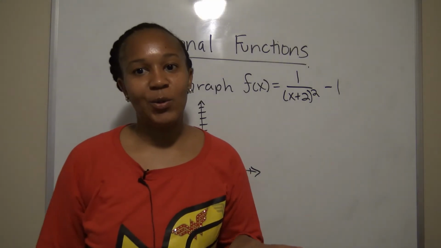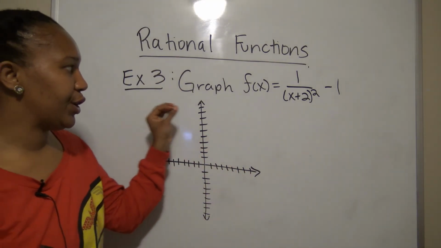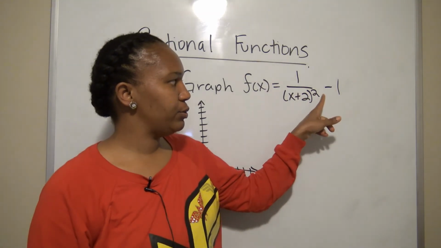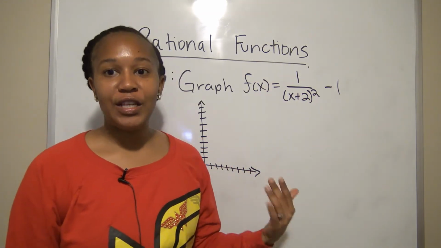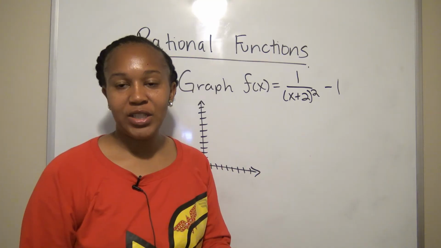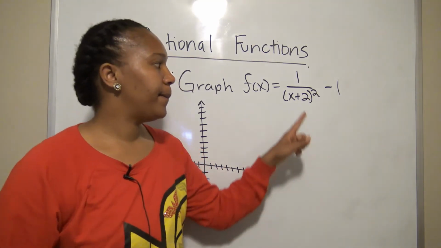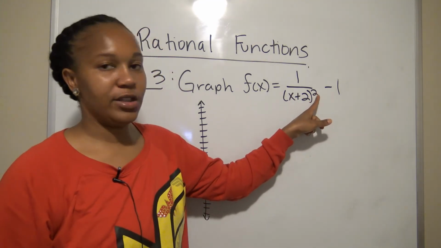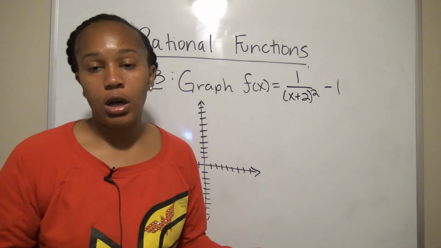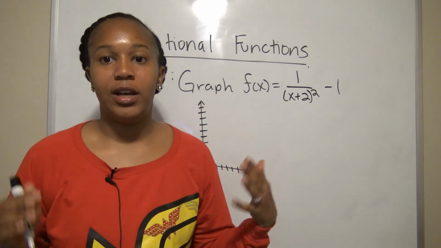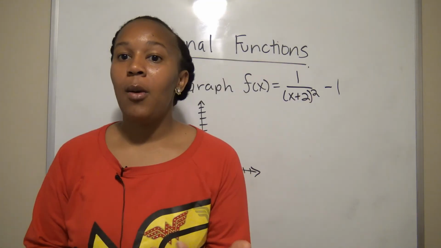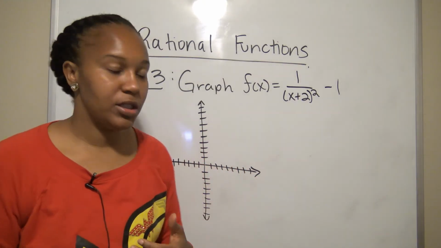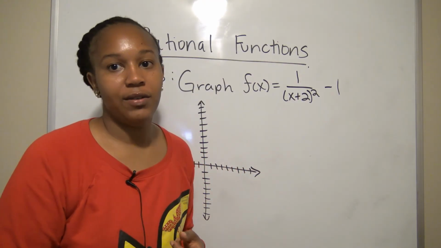And one last example we're going to look at, we're going to graph f of x equals 1 over (x plus 2) squared minus 1. So now this one is similar to the second parent function we looked at, 1 over x squared, because it has the x in the denominator and the square. So there are also transformations applied to this graph, and I just want you to be able to look at it and tell me how these transformations affect the graph, and then just give a sketch of it, right?